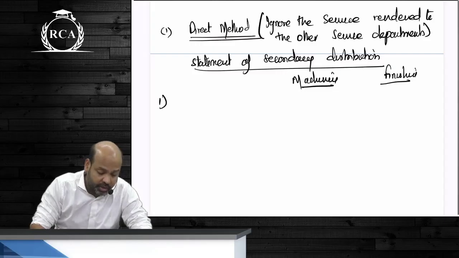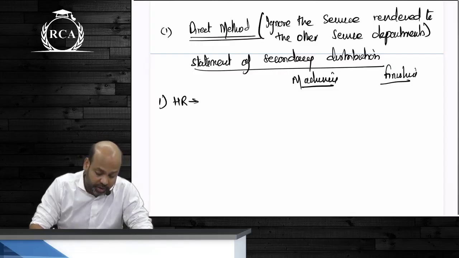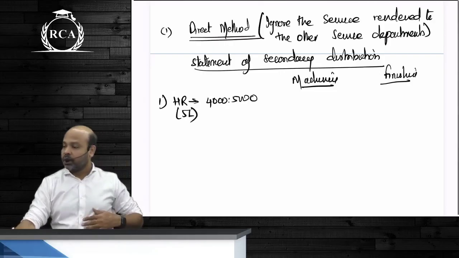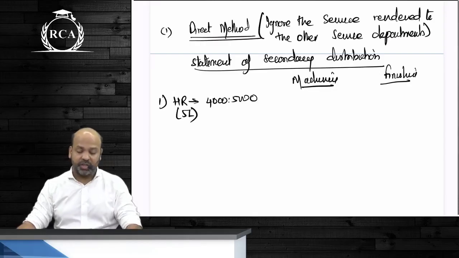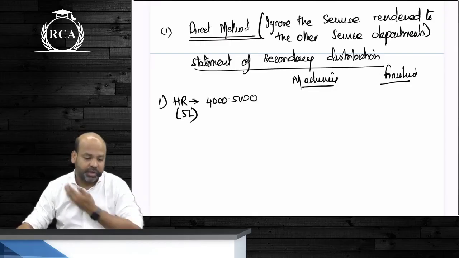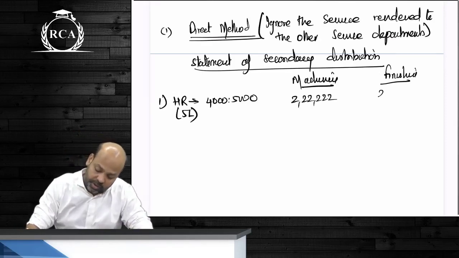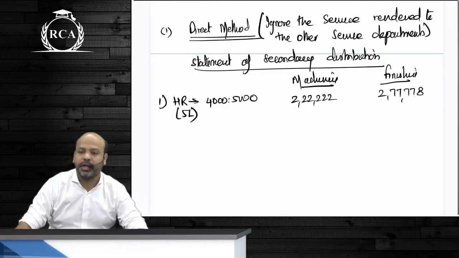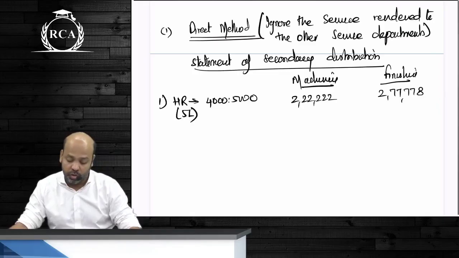First, guys, direct method. You can apportion any one first. Let's say beta that we reapportion HR first. HR will be reapportioned, guys, in the ratio of how much? 4000 is to 5000. That is 4 is to 5. What is the amount to be reapportioned? 5 lakhs. You will directly reapportion 5 lakhs in the ratio of 4 is to 5, guys, to machining and finishing department. 5 lakhs into 4 by 9, that is 2,22,222 is being reapportioned to machining. The balance 2,77,778 will get reapportioned to finishing department.